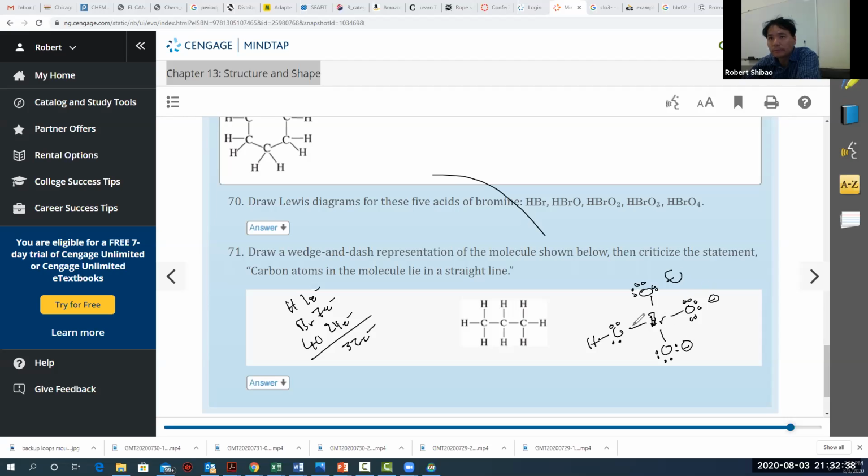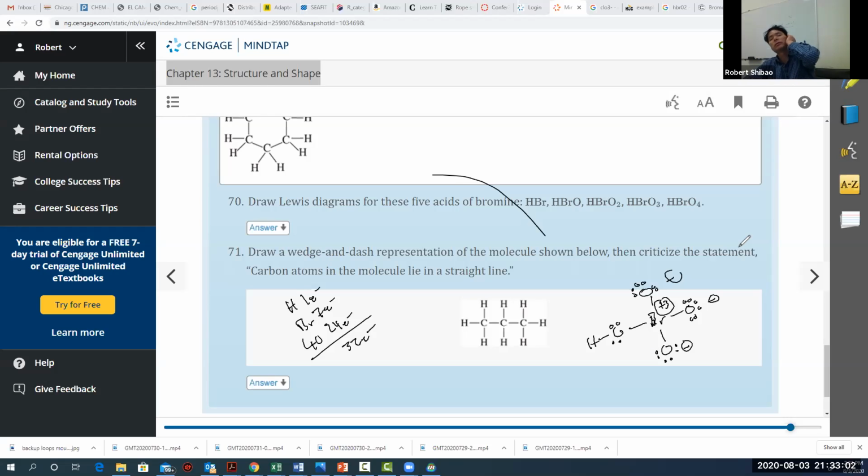I have 32 electrons, so how many have I used? 2, 4, 6, 8, 16, 24, 32. This is 32 electrons. Bromine's going to come out short. +1, +2, +3, +4. It's going to be +3. That's very high formal charge.